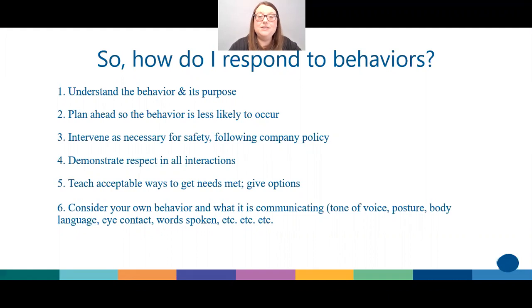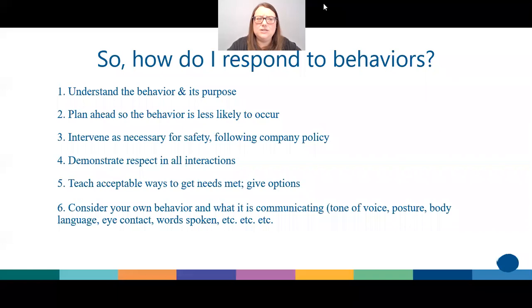So how do I respond to behaviors? We've already gone over understanding the behavior and its purpose. Try to get to the root of what is the purpose of this behavior. Is it an unmet need? Is this person not feeling safe? Is this person having a trauma response? Or is it related to their mental health diagnosis?